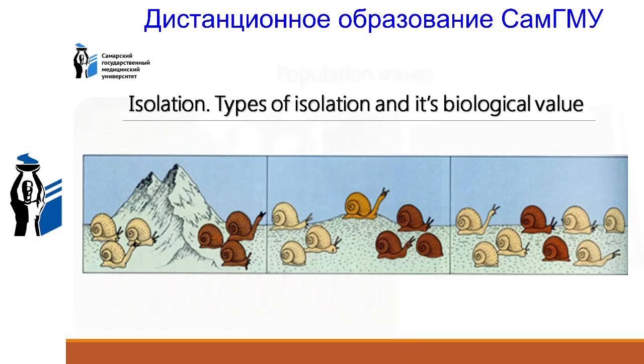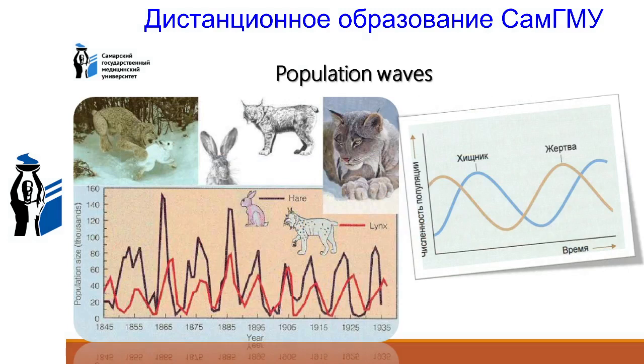Population waves. Now, population waves, or waves of life, according to Chetverikov, are fluctuations in the number of individuals in natural populations. They are characteristic of all types of animals, plants, and microorganisms. Population waves can be seasonal or periodic, genetically determined, and non-seasonal, aperiodic, caused by the impact on the population directly of various biotic and abiotic factors.